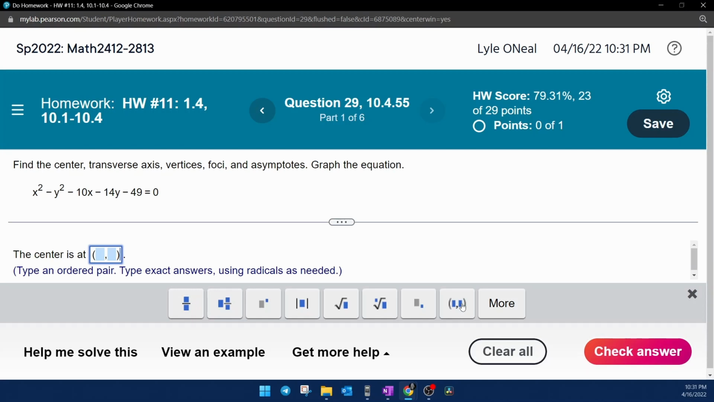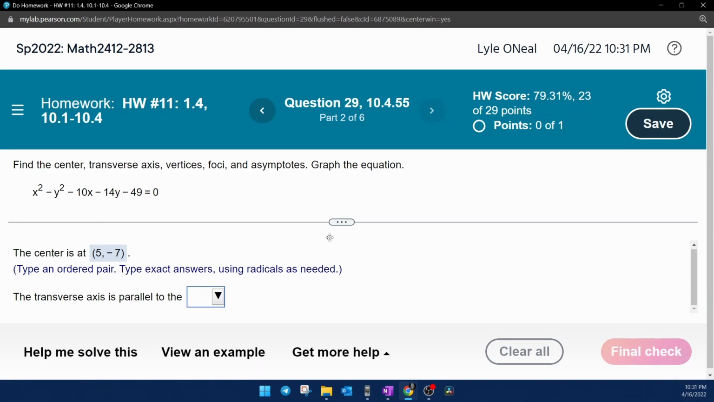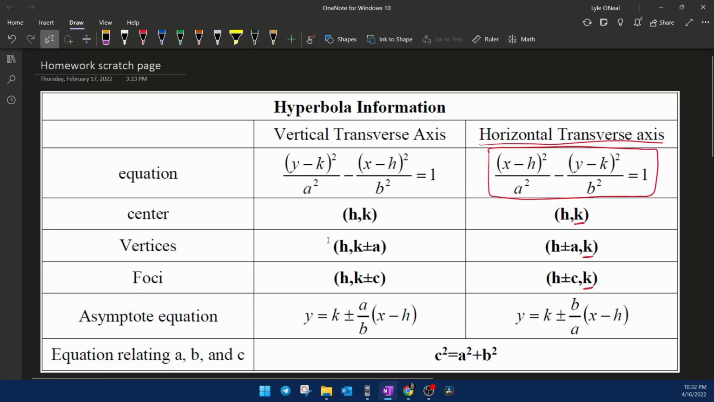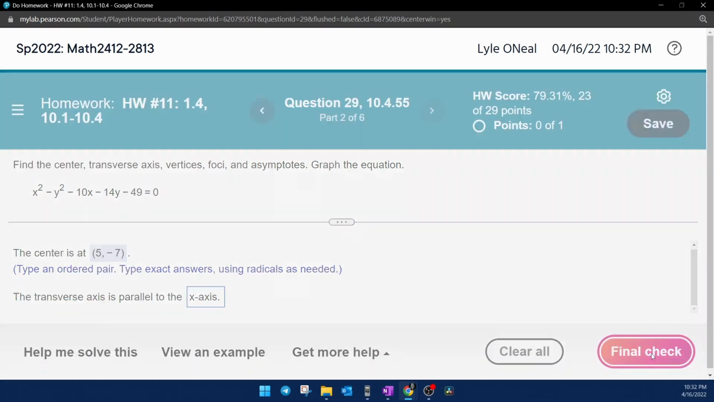Okay, so inputting this using our ordered pair tool, we have positive 5, negative 7. Next, it wants the transverse axis. Is it parallel to the x or y axis? So according to our chart, if the x squared is positive in the first fraction, it is a horizontal transverse axis, which would run parallel to the x-axis. So that's going to give us a transverse axis parallel to the x-axis.